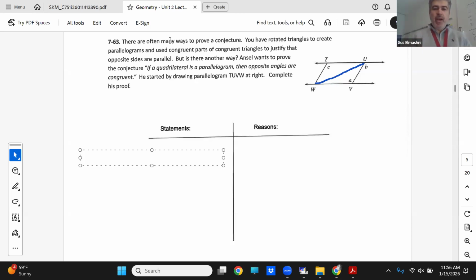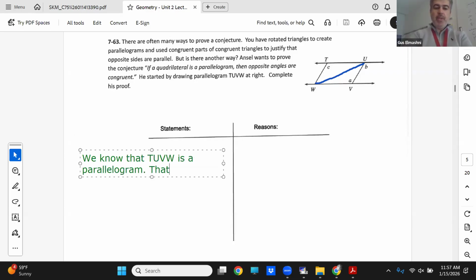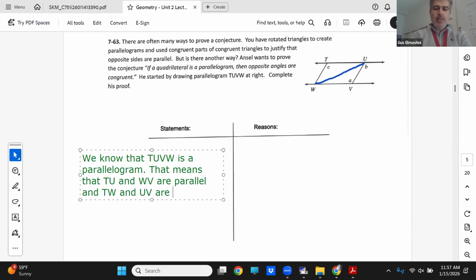Here's what we're going to do. We know that TUVW is a parallelogram. Okay, you're told that. That means that TU and WV are parallel, and TW and UV are parallel. I'm not doing a two-column proof. I'm doing a paragraph proof. A paragraph proof is a little different.